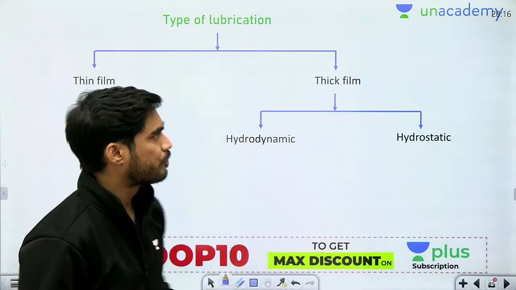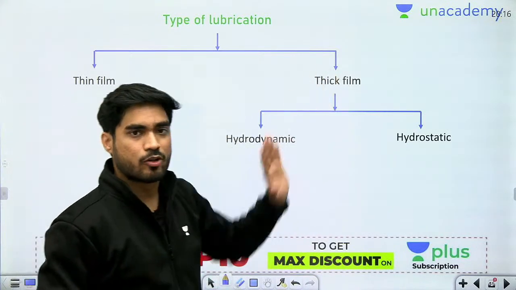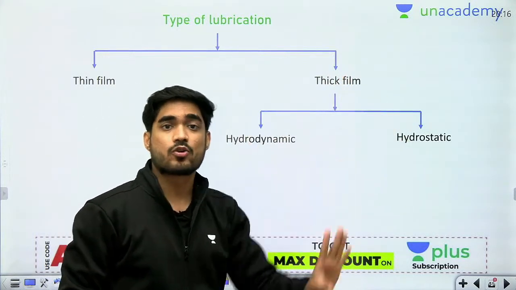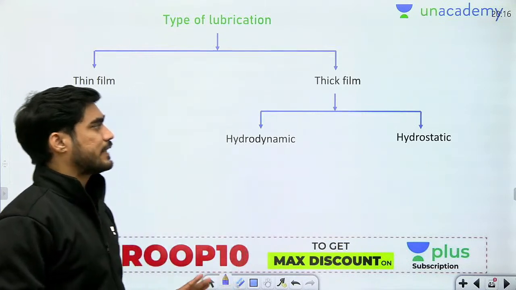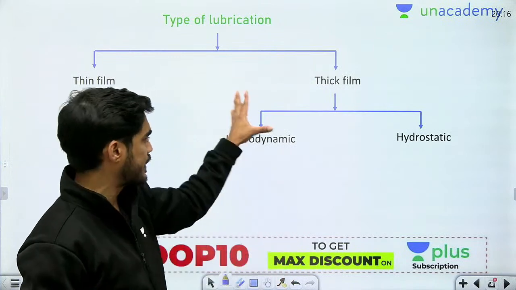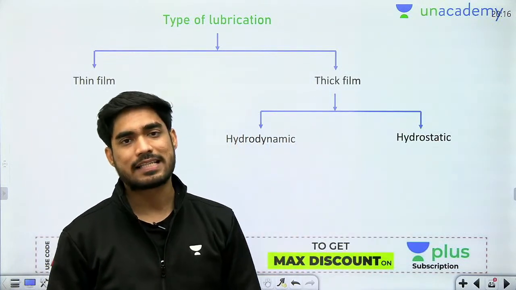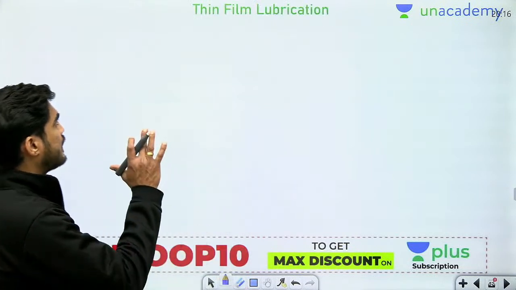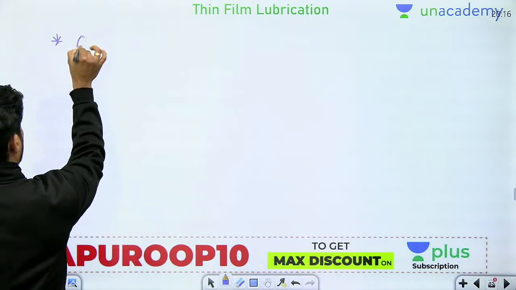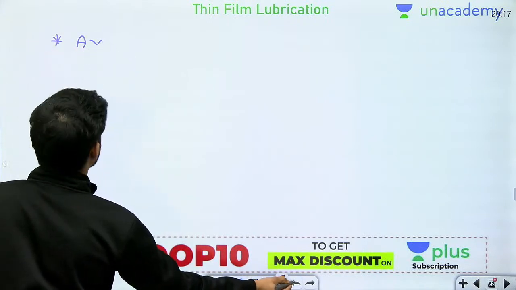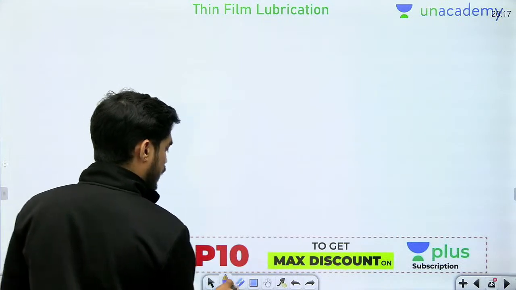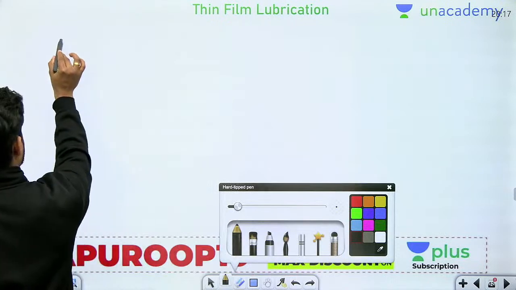So is this clear to you? Thin film lubrication and thick film lubrication. Thick film lubrication is of two types: hydrodynamic and hydrostatic. Okay, now let's see one by one. What does thin film lubrication mean? What does thick film lubrication mean? What is hydrodynamic lubrication and what is hydrostatic lubrication? So beta, thin film lubrication means what? First let me show you through the diagram.